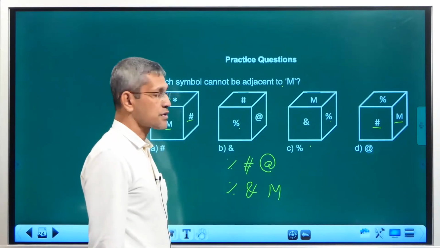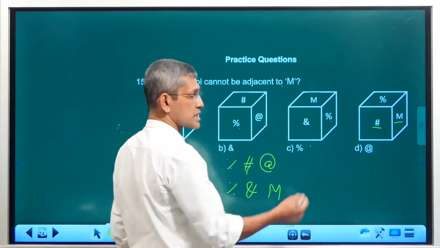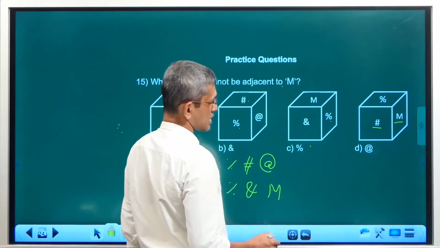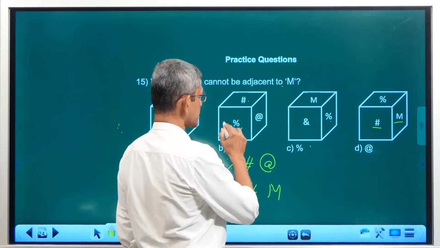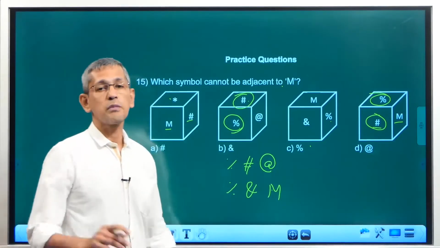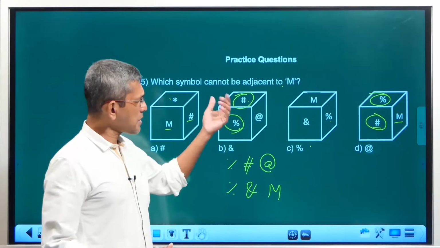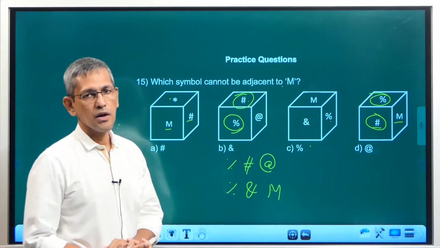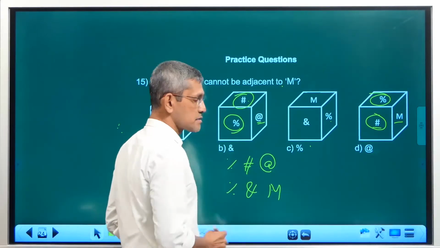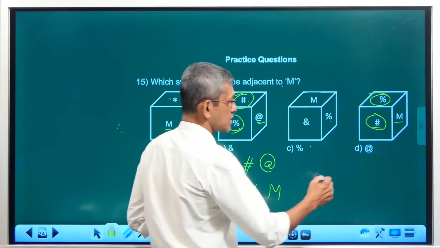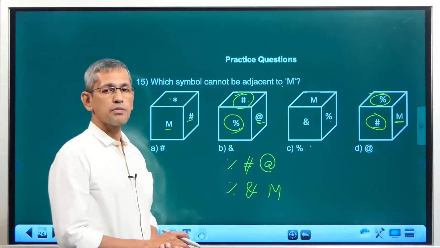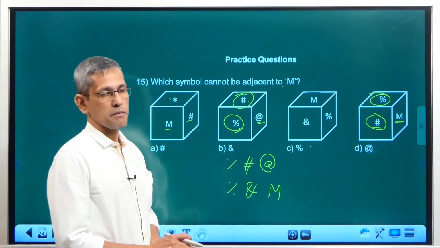Now compare 2 and 4. If you compare images number 2 and 4, what do you get? We have a hash here, and anything else? Okay, percentage here. So percentage and hash. We have 2 common elements. If you have 2 common elements, you can apply rule number 3. If you apply rule number 3, what do you get? The left out element, that is at, must be opposite to M. So at and M are opposite. So at cannot be adjacent to M. At must be opposite to M. So that is the answer.